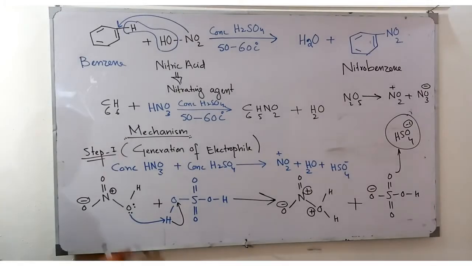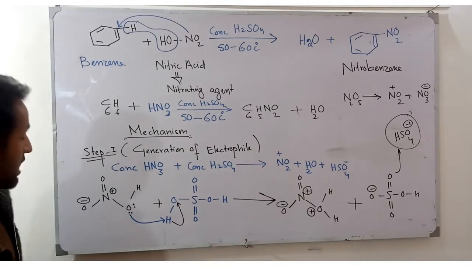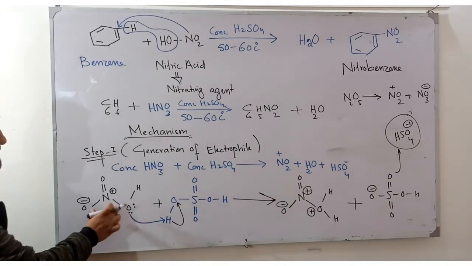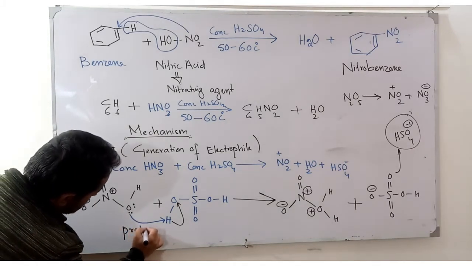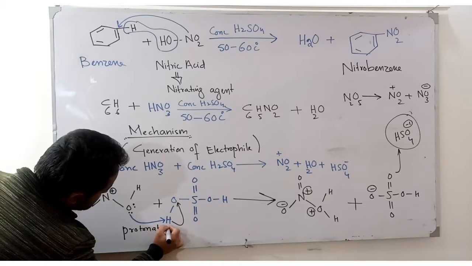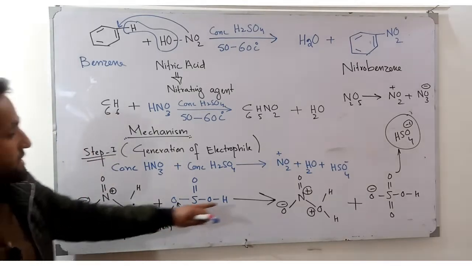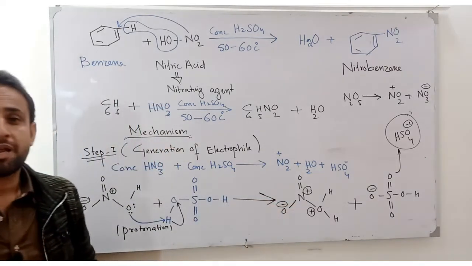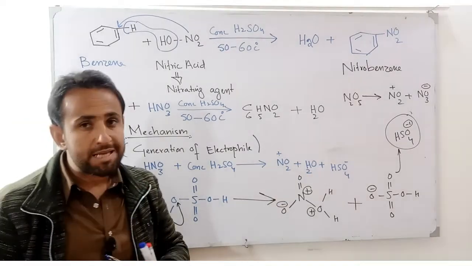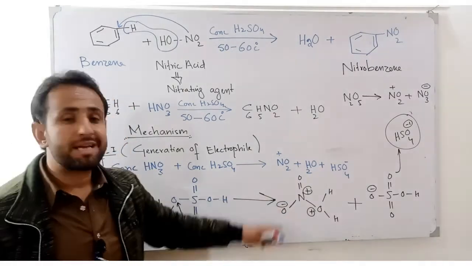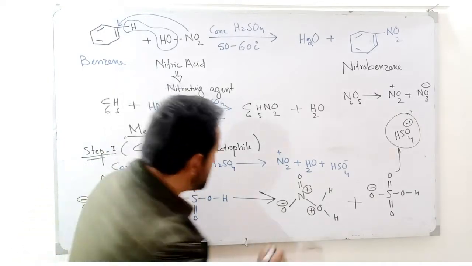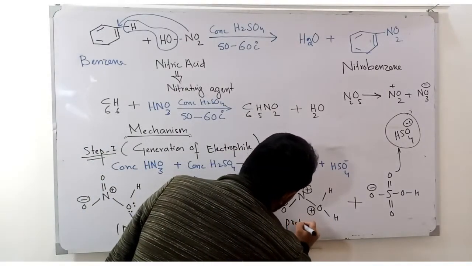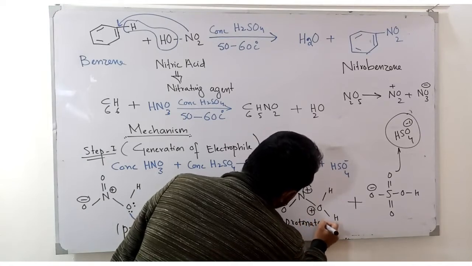So this is what basically we do here, a protonation. I mean that we protonate nitric acid. So this is basically a protonation. Now this nitric acid has gotten a proton from the sulfuric acid. Therefore now this nitric acid is known as protonated nitric acid.